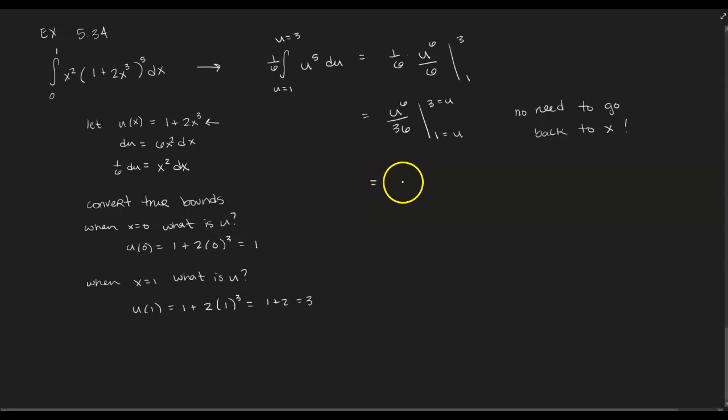So let's go ahead and keep moving forward. U to the 6 over 36, that would become 3 to the 6th over 36, minus, when we plug in 1, we have 1 to the 6th power over 36, and we can simplify. I can't think of 3 to the 6th power, so let me grab my calculator.